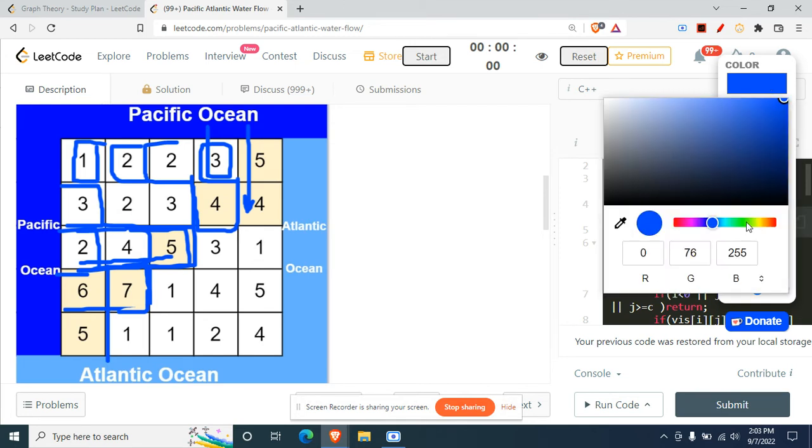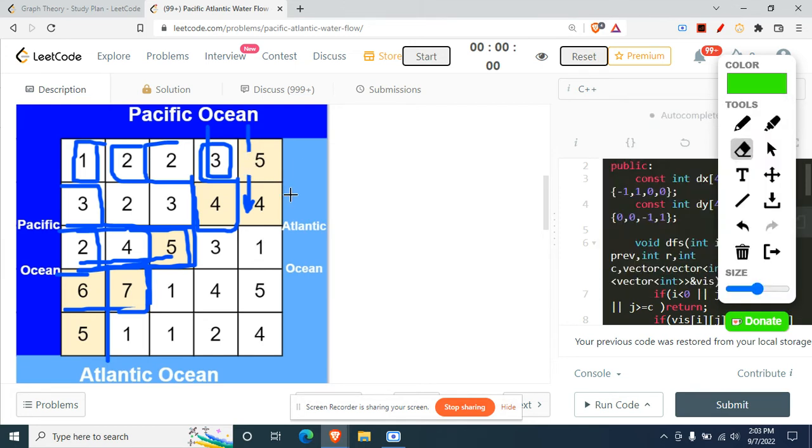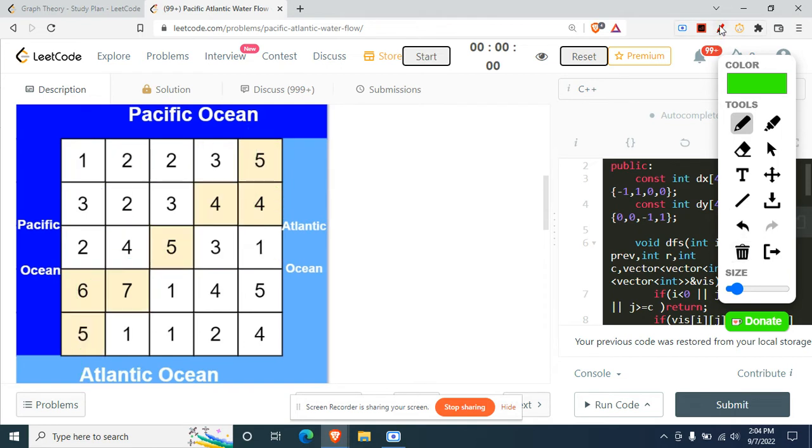And all the Pacific part that was filled previously, from this part and this part as well, will eventually get a similar cell which has both types of water. Okay, and you need to return those cells only. So this is the actual part where you need to take care.